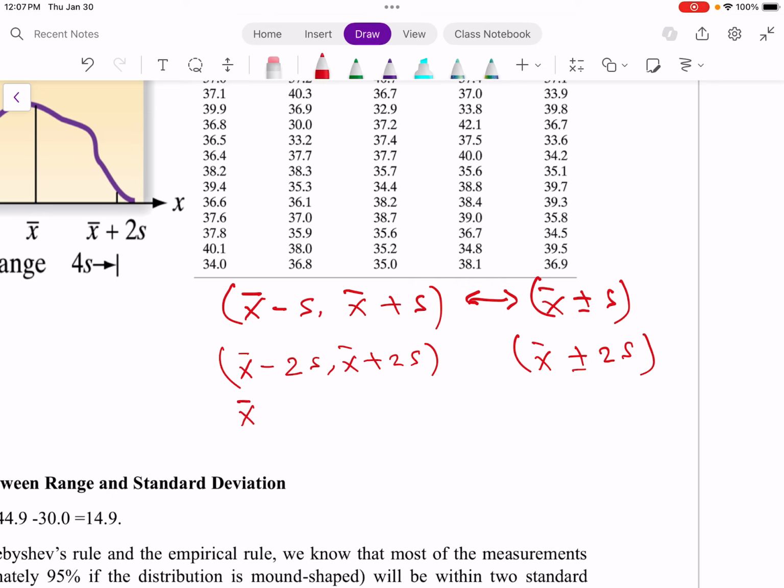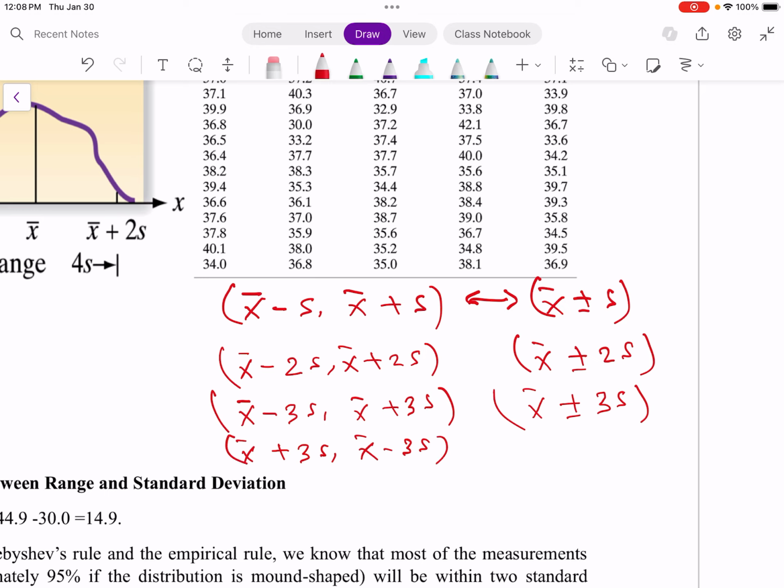So that is x bar. So we want to know the number of measurements between x bar minus 3s to x bar plus 3s, which is the same as x bar plus or minus 3s. Now, can we switch and write x bar plus 3s on the left and x bar minus 3s on the right? Is it still the same thing? Like if I rewrite this as x bar plus 3s to x bar minus 3s, is it the same thing?